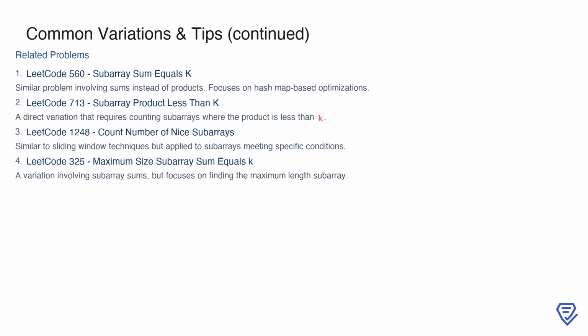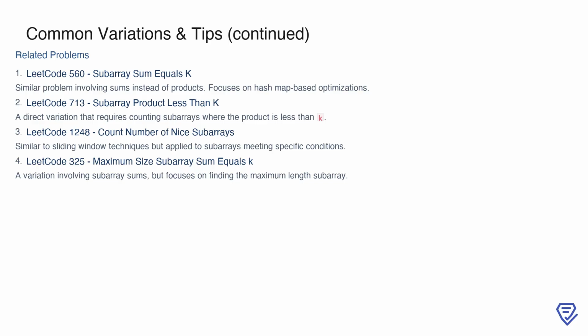This problem shares similarities with several other LeetCode challenges, which can help you build a stronger understanding of the underlying patterns. For example, LeetCode 560, subarray sum equals K, involves optimizing for sums rather than products and uses hash map-based techniques extensively. Another closely related problem is LeetCode 713, subarray product less than K, which specifically focuses on counting subarrays where the product is less than a given value. Sliding window techniques play a critical role here.